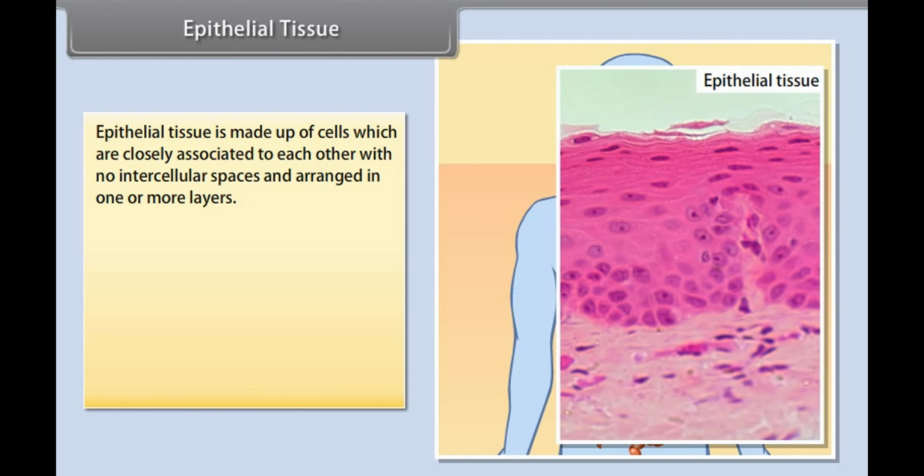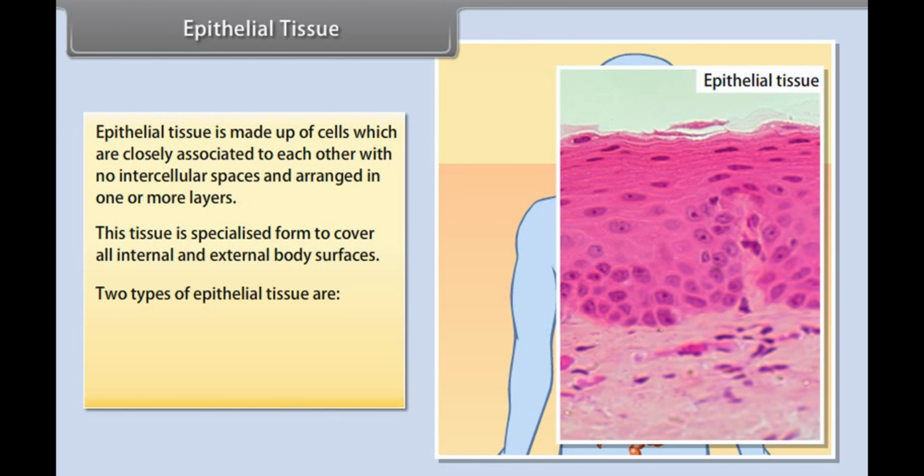Epithelial tissue. Epithelial tissue is made up of cells which are closely associated to each other with no intercellular spaces and arranged in 1 or more layers. This tissue is specialized formed to cover all internal and external body surfaces. The 2 types of epithelial tissues are simple epithelium and compound epithelium. Let's know about them in detail.